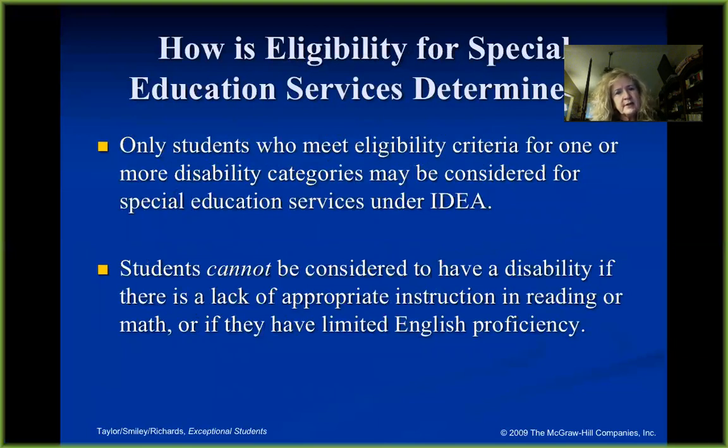It's important to note that there are some exclusionary factors that we have to consider when we're looking at eligibility. We talked in Chapter 1 about how we have the two-pronged test. We have to have not only the presence of a disability, but we also have to have that adverse effect on educational performance in order for a child to be eligible for special education services. We also have to be able to rule out a few things, and one of those is that we can't have a lack of appropriate instruction in reading or math standing in the way of a child's eligibility for special education. So when would that arise?